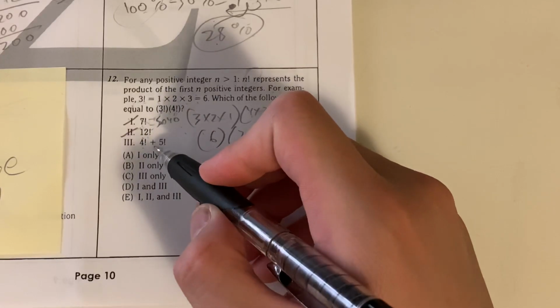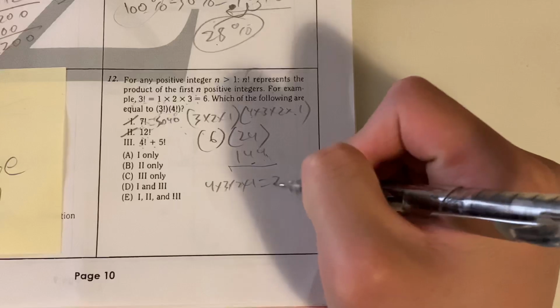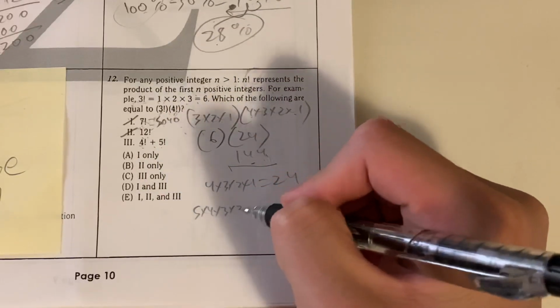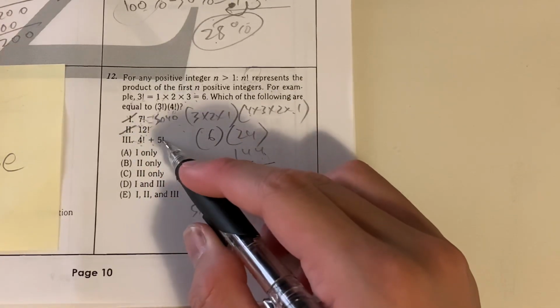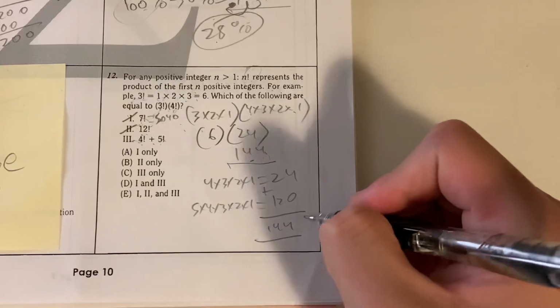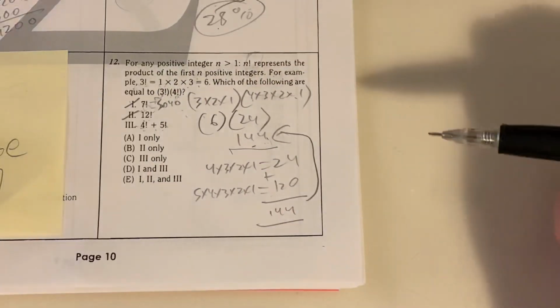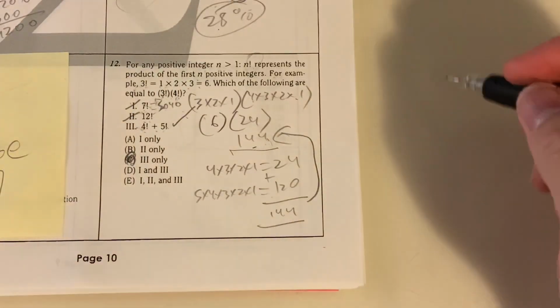4 factorial plus 5 factorial. What is 4 factorial? That's 4 times 3 times 2 times 1, which is 24. 5 factorial is 5 times 4 times 3 times 2 times 1, which is equal to 120. What's 24 plus 120? That's equal to 144. Add these two up, and 144 matches exactly with 3 factorial times 4 factorial. Meaning your answer has to be only statement 3 is true. So only C is true.